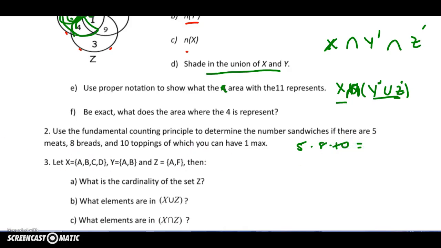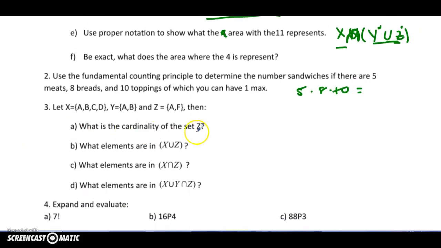Next up, we're talking about these sets here: A, B, C, D; A, B; and A, F. What's the cardinality of Z? How many things are in Z? There's Z: 2 things. What is in X or Z? Okay, the union of X and Z. What's in X or Z?